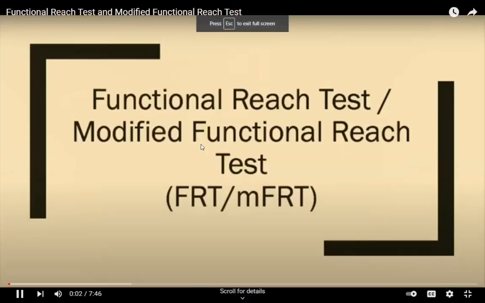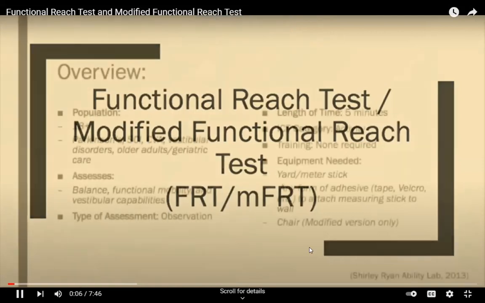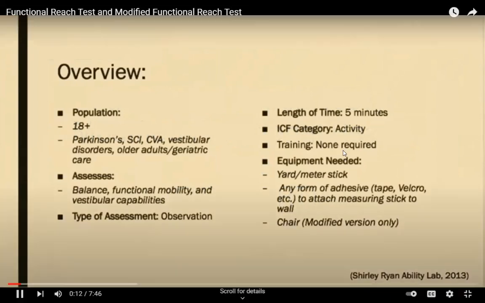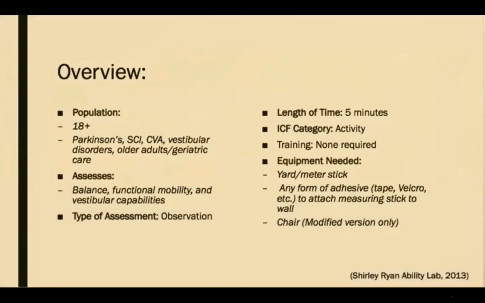Today I will be discussing the functional reach test and modified functional reach test. The functional reach test and modified functional reach test can be used with anyone over 18 years old and is typically used with individuals who have Parkinson's, an SCI, a CVA, vestibular disorders, or with older adults and geriatric care. It assesses balance, functional mobility, and vestibular capabilities.